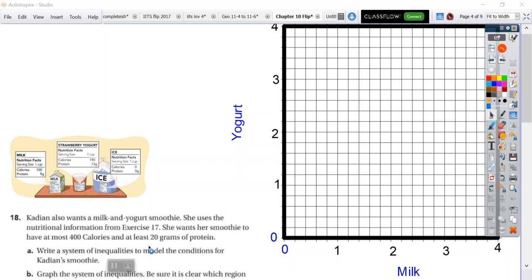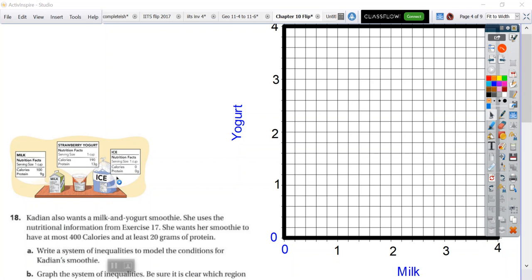Great. We need to write a system of inequalities so that we can graph them and figure out a region that will satisfy both requirements. And then once we make our graph, it'll be perfect. All right, so let's deal with the 400 calories first. So let's look at this nutritional information. We have milk, strawberry yogurt, and ice. Milk has 100 calories and 9 grams of protein. Strawberry yogurt has 190 calories and 13 grams of protein. And then ice has nothing of nothing.